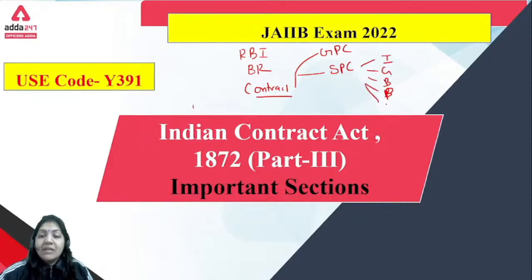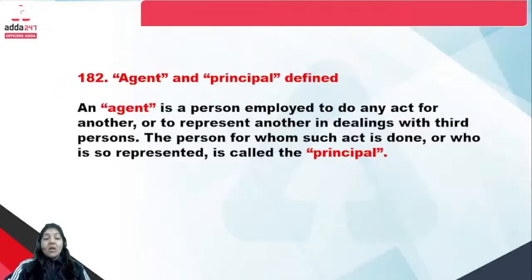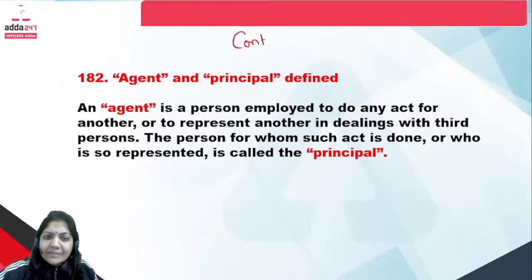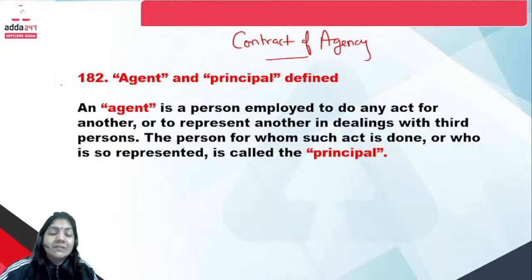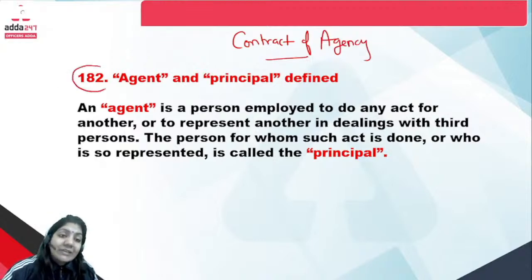That is agency. So today we have to discuss agency, the important sections of the contract of agency. The first section is section 182.